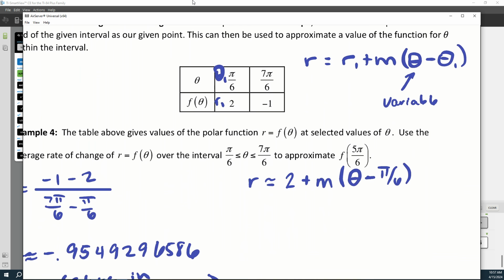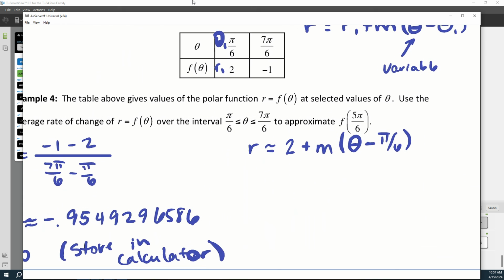Now in calculus, we call that the tangent line. We're doing either tangent line approximation in a second or local linearization approximation, and it means the same thing. So we're going to use that equation to approximate f of 5 pi over 6. In the place of theta, we're going to put that 5 pi over 6.